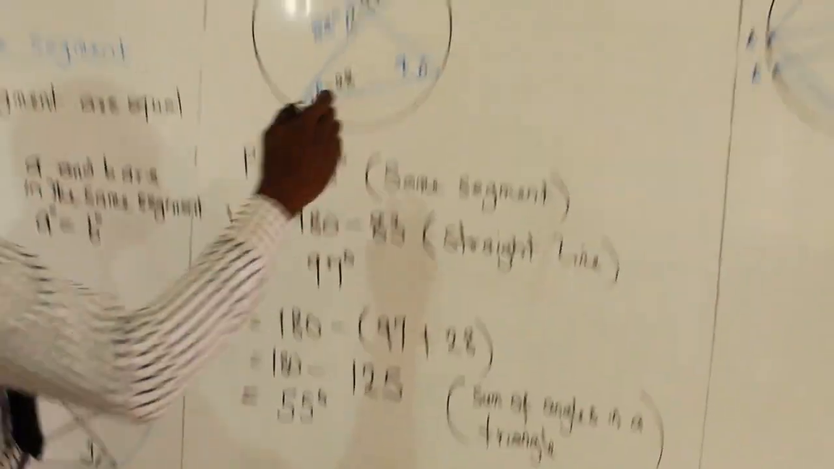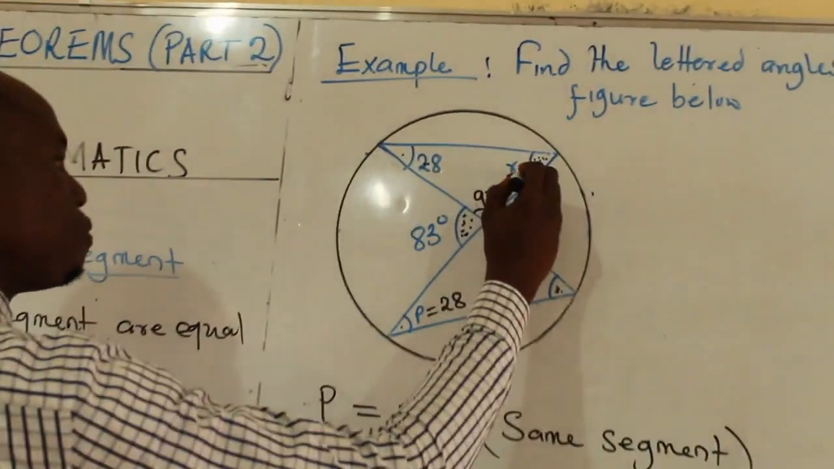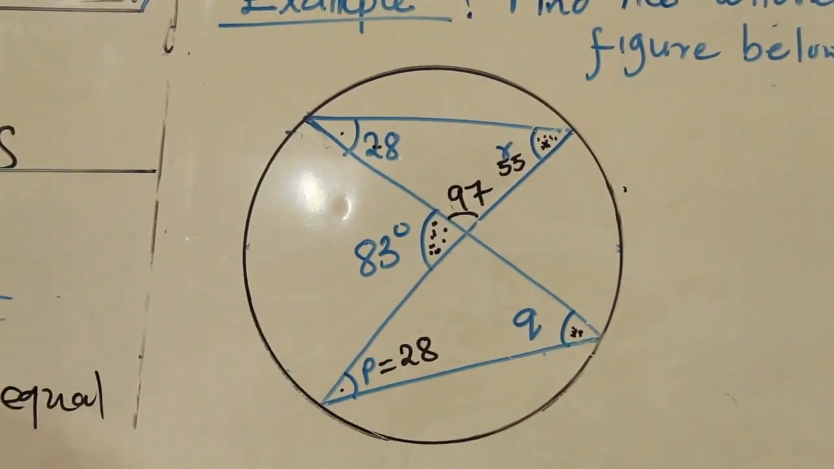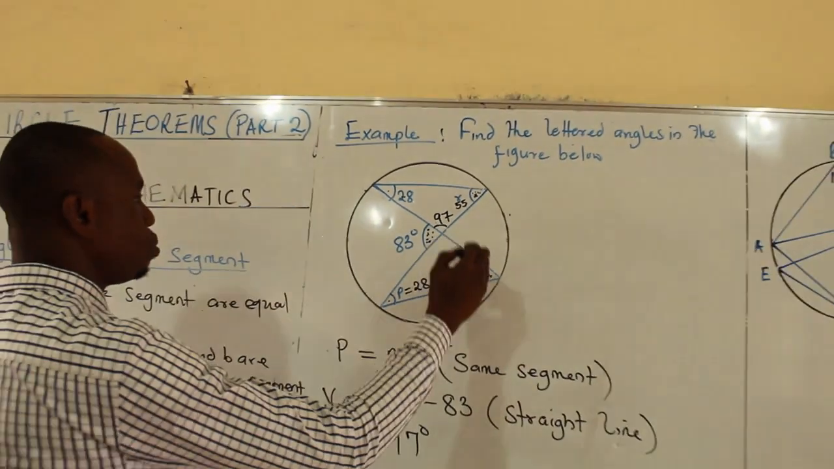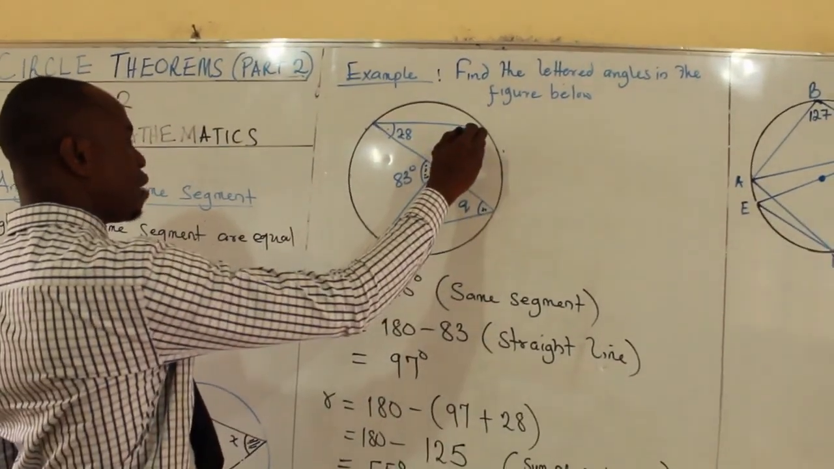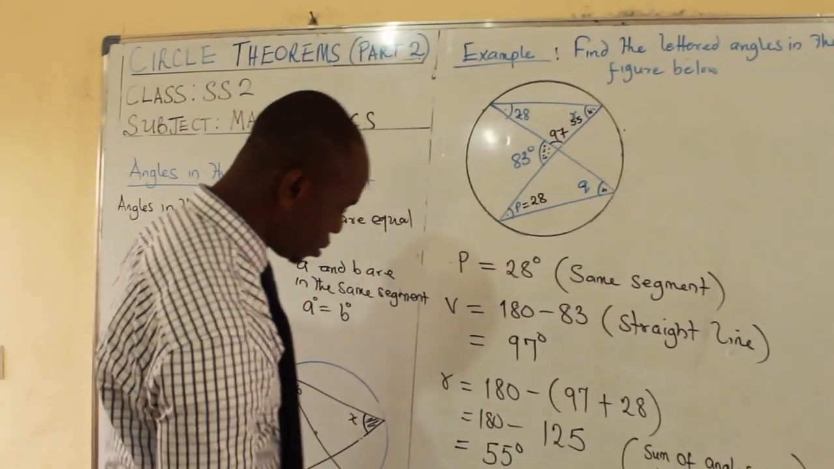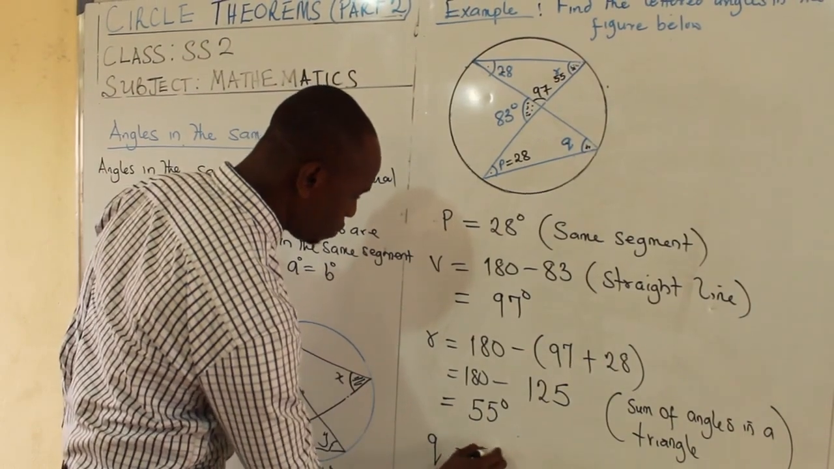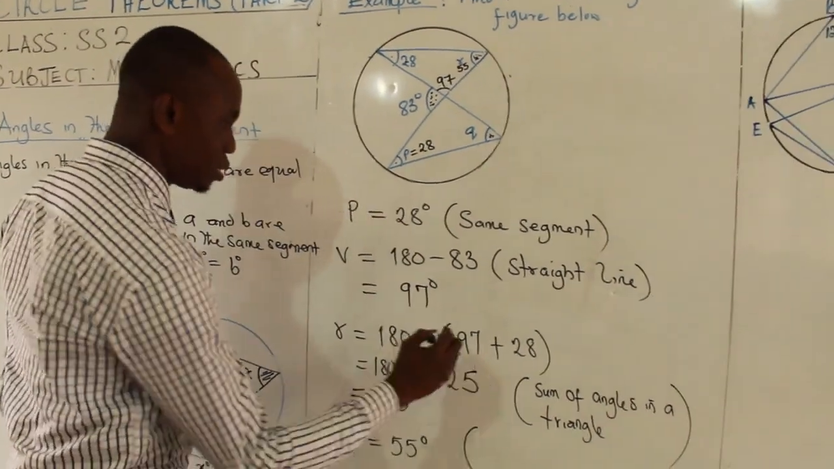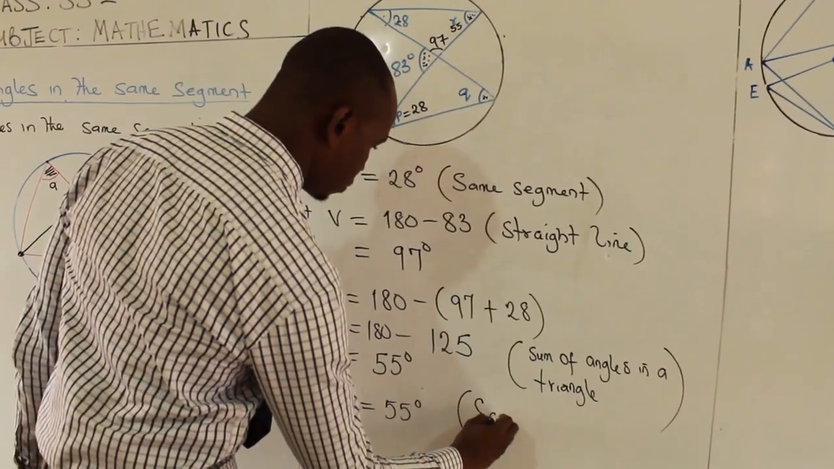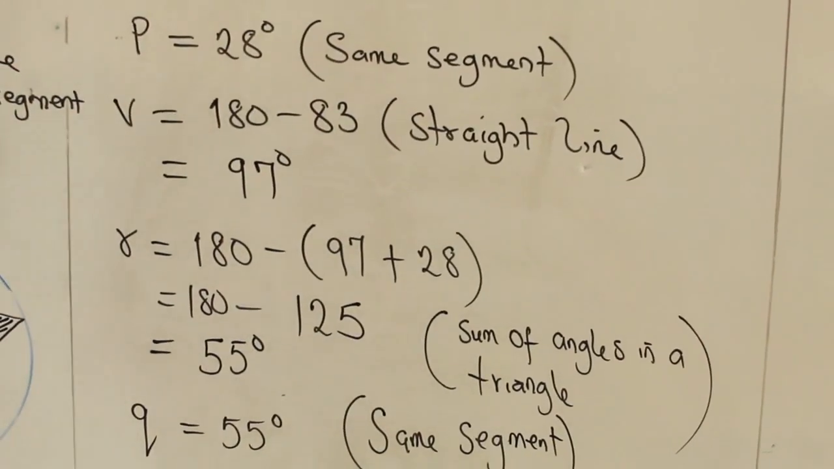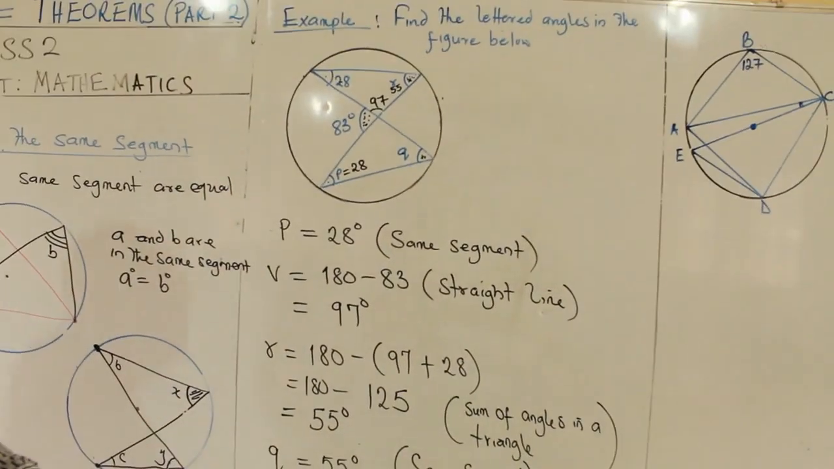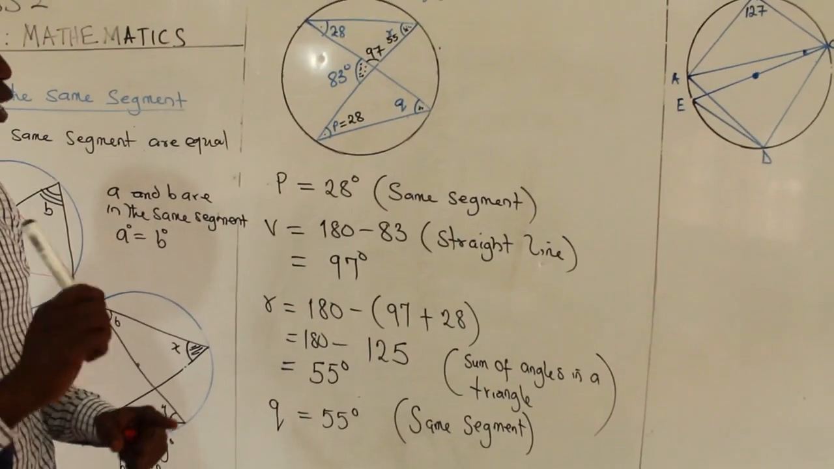Now that I've found R to be equal to 55, then it is possible to get Q, because we had said that Q and R are in the same segment. So therefore, Q is equal to 55 degrees. And the reason is same segment. So we have just found the values of the lettered angles R, P, and Q.